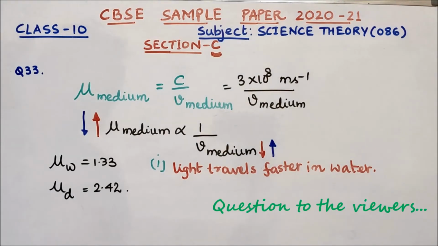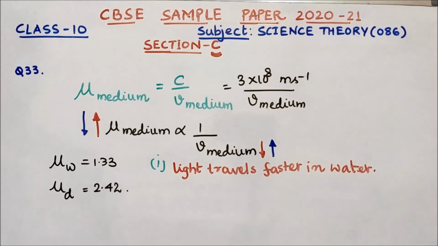If you have understood this concept, can you answer this question? Light travels fastest in which medium, and what is the refractive index of that medium? Please write your answers in the comment section. Now let's get into the second part.